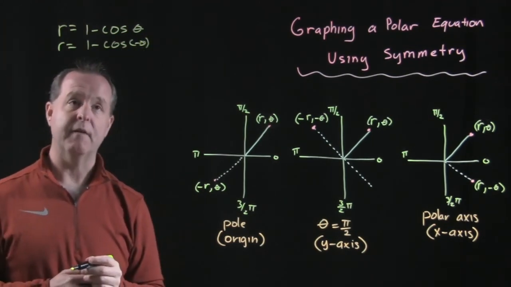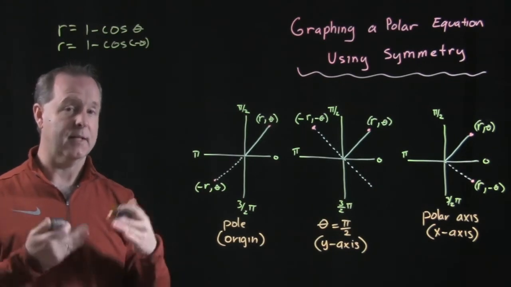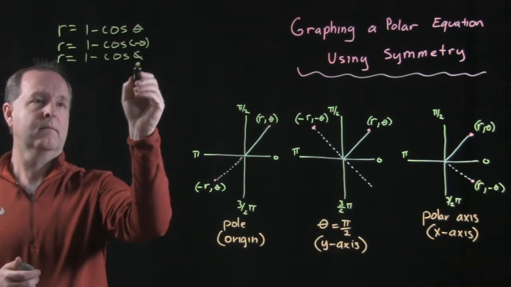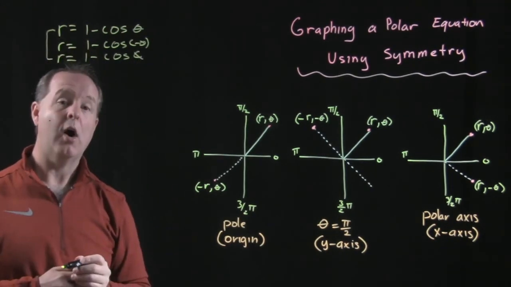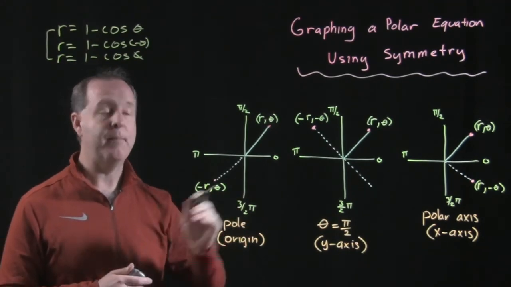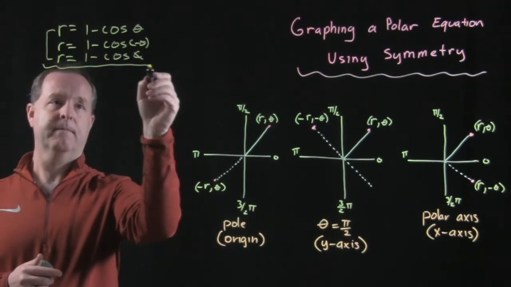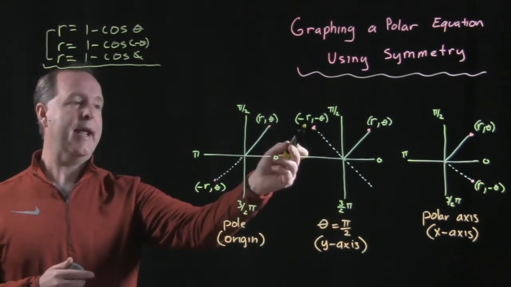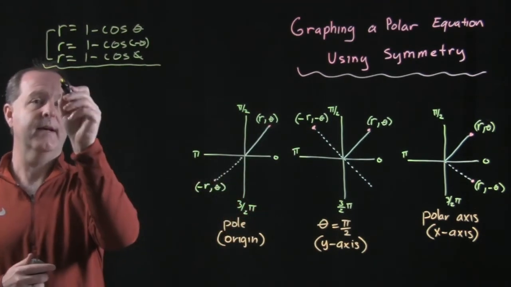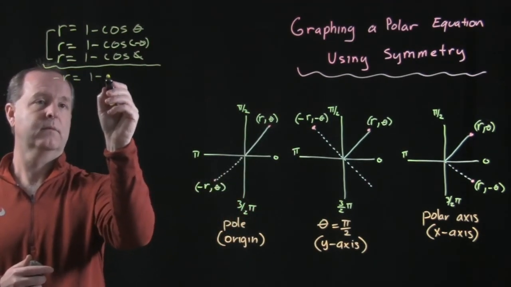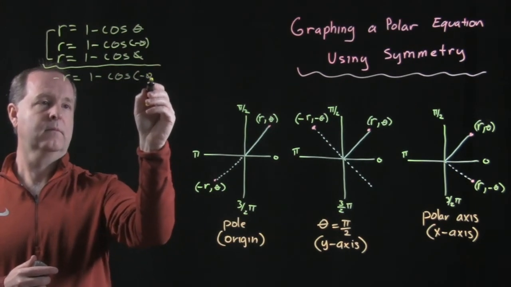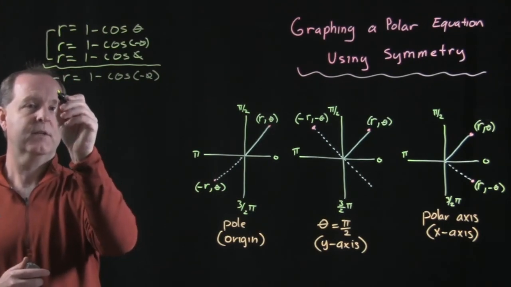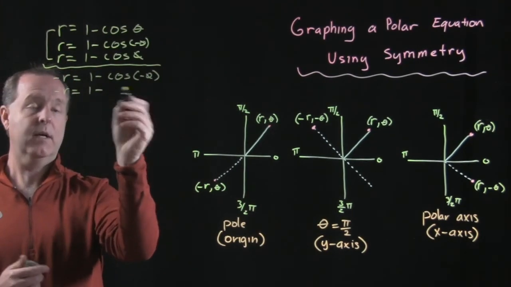Remember that cosine is an even function, so the cosine of negative theta is the same thing as the cosine of theta. And notice that those two equations are matching. So there is going to be symmetry about the x-axis. Now let's check for symmetry about the y-axis. Take the original equation and instead insert negative r and negative theta and then work it through. Remember again, cosines are even functions. So negative r equals 1 minus cosine of theta.